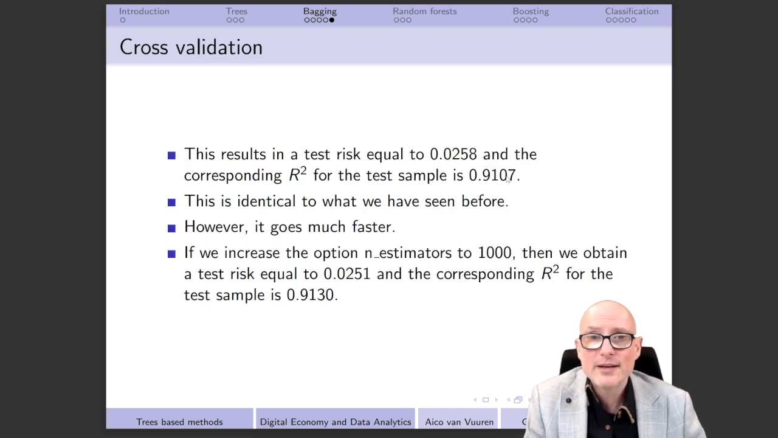But a nice thing is that this goes way faster. And therefore, even if you are still under a bit of a time restriction, it is possible to set n_estimators not equal to 100, but a little higher, for example equal to 1,000. Then we get a little lower test risk. The difference is not that big, but we go down from 0.0258 to 0.0251, and the R squared of the test sample now becomes 0.9130. Again, not exactly equal to what we have seen before with respect to Lasso, but we get a little closer at least.